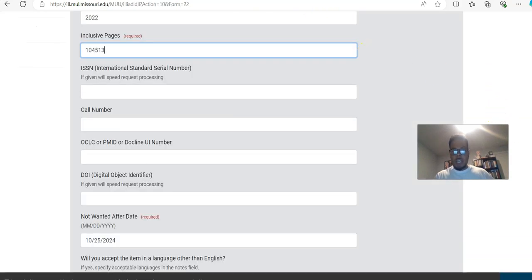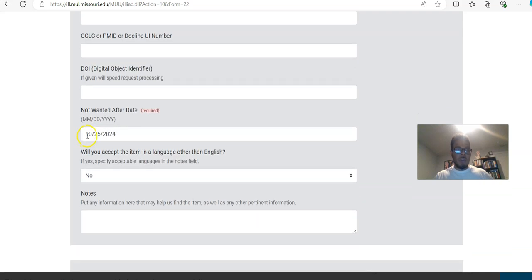We can just go ahead and not want it after. You want to give at least 2 weeks. I'm not going to give 2 months, which is what this is offering here. I am going to give 2 weeks.